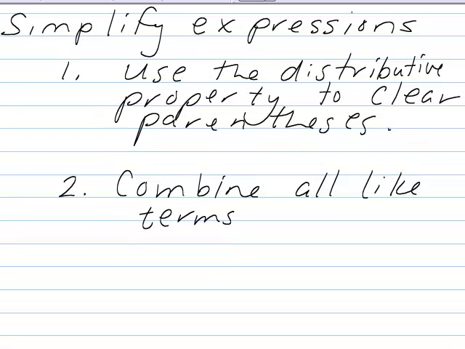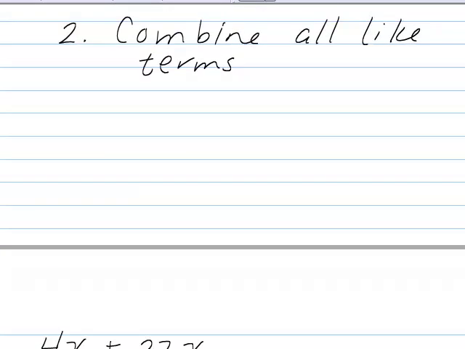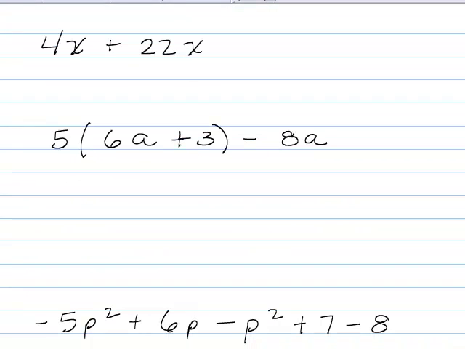Simplifying expressions. To simplify expressions, we use the distributive property to clear the parentheses, and then we combine all like terms. And that is how we simplify an expression. Let's look at some examples. In this case, I have 4x plus 22x. My variable part x is exactly the same, x and x. So 4 plus 22 is 26x. And I can simplify my expression by combining my coefficients.